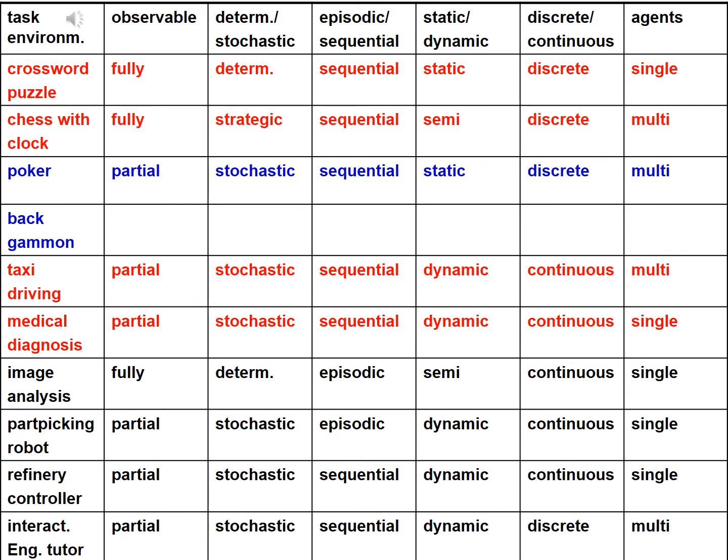And here is the solution for the first part. Poker is partially observable, stochastic, sequential, static, discrete, and multi-agent. With backgammon, the environment is fully observable, stochastic, sequential, static, discrete, and multi-agent.